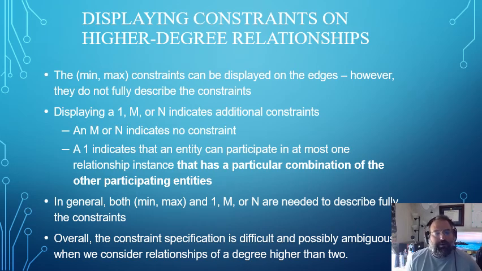Displaying constraints on higher degree relationships. The min-max constraints can be displayed on the edges. However, they do not fully describe the constraints. Displaying a 1, M, or N indicates additional constraints. M and N indicate no constraint. A 1 indicates that the entity can participate in at most one relationship that has a particular combination of the participating entities. In general, both min and max, or 1, M, and N, are needed to describe fully the constraints. Overall, the constraint specification is difficult and possibly ambiguous when we consider relationships of a higher degree, higher than 2.